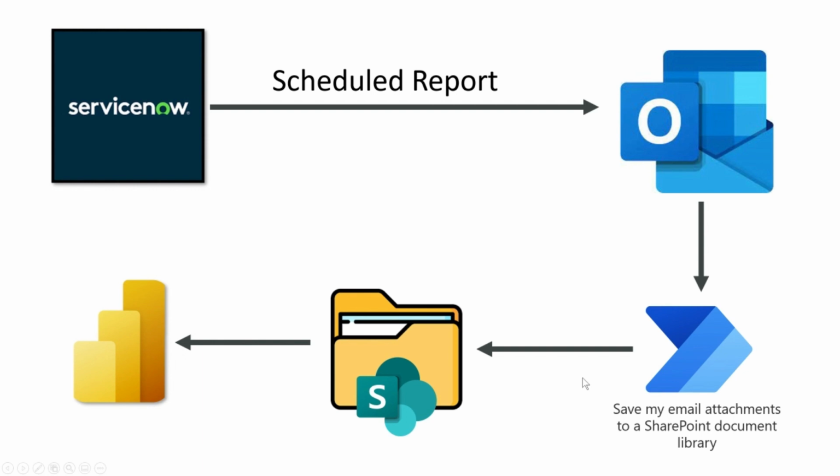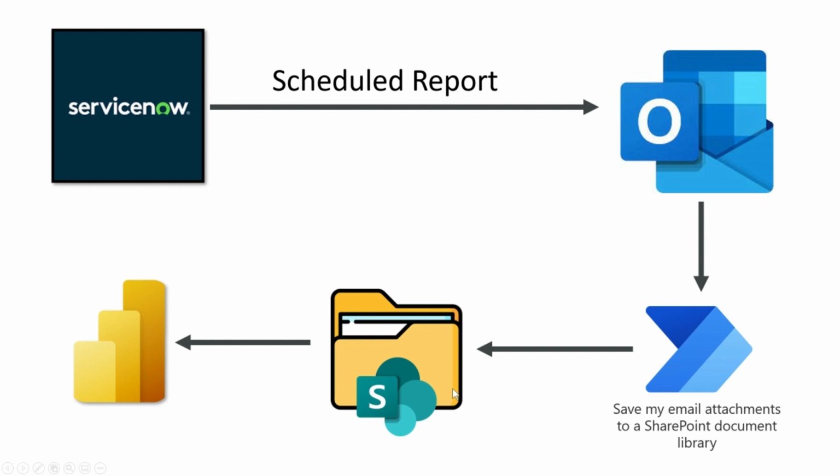Here's a quick overview of the process we'll be setting up. So we start off with our ServiceNow data, and we will set up a scheduled report to send the data we need in an email format to our Outlook account. We'll then set up a Power Automate flow to take any attachments that arrive with that email and save them to a SharePoint document library.